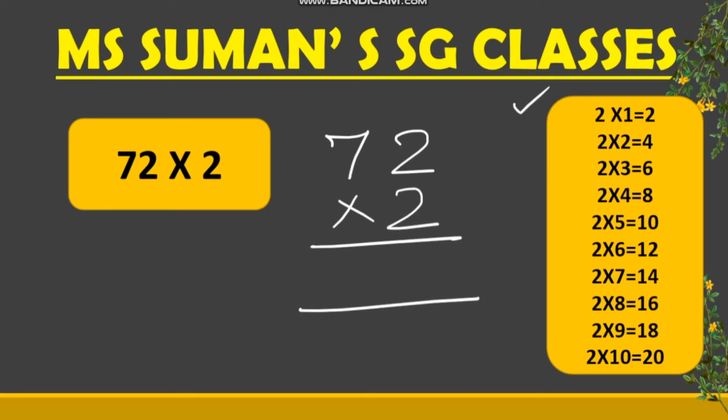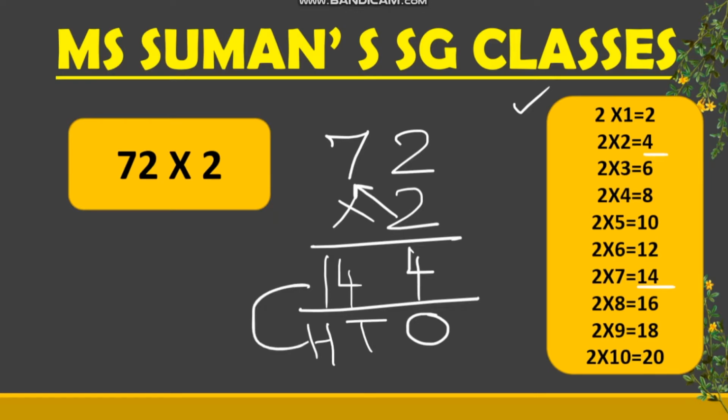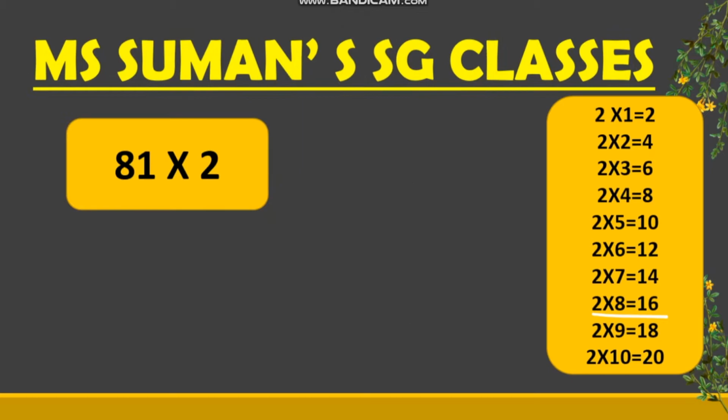72 times 2. Now 2 times 2 is 4 and 2 times 7 is 14. So if you can read this number by yourself, that's good. If you have any doubt, you can always write here ones, tens and hundreds. So 144. Let's take a look at the next example.